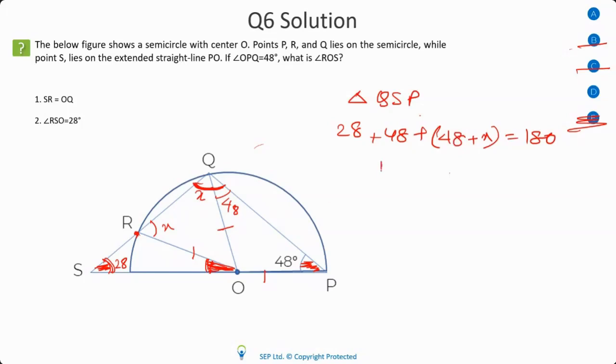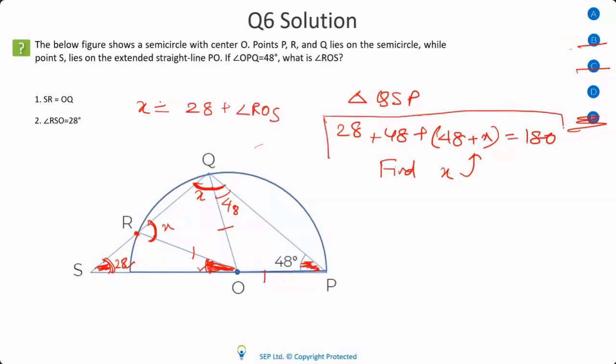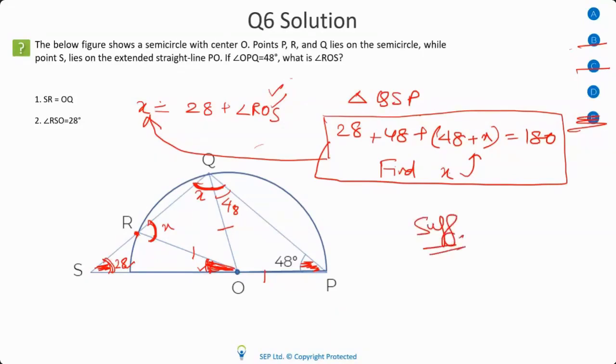I'm not finding it, I'm just writing it out. I will find X easily. It's a data sufficiency question, so I don't need to solve it. Okay, but how is this X useful? Again, think about it. In statement 1, we realized that this X is an external angle, right? External angle of these two angles. So we can say X is equal to 28 plus angle ROS. So we can find X from this equation, and we can plug it here and find ROS. So even this statement is sufficient. Is this clear?